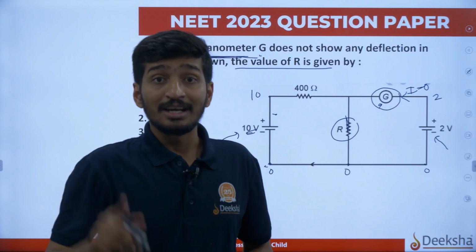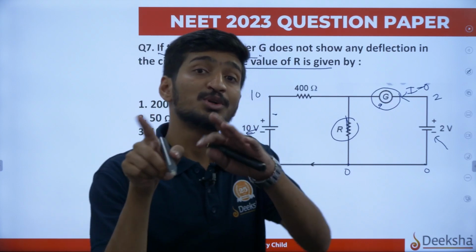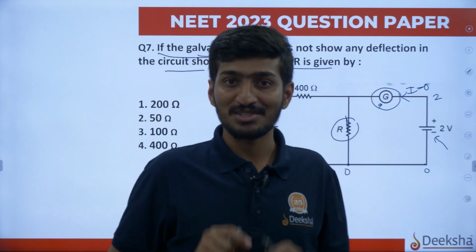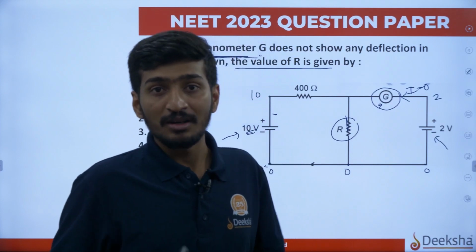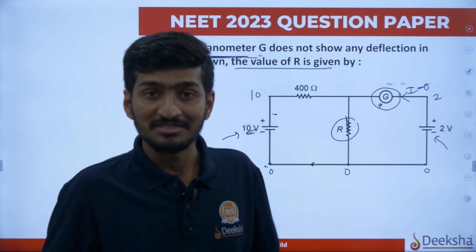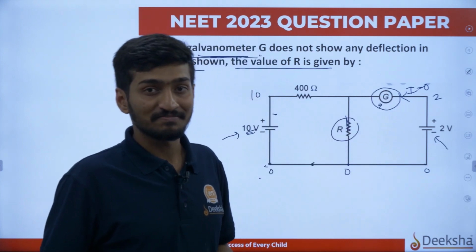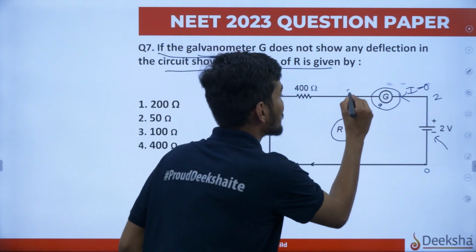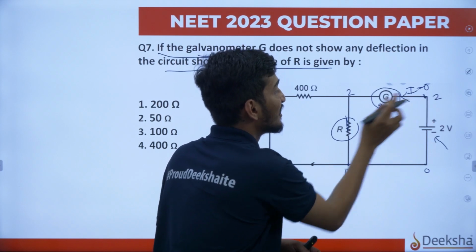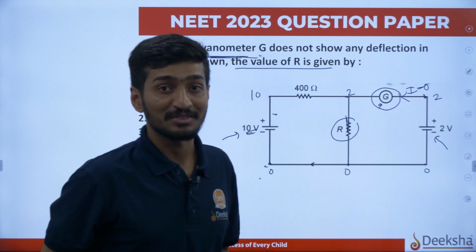Now, resistance's job is to drop potential. Alright, resistance's job is to drop potential. But when does it drop potential? When current goes through it. Is there any current going through this galvanometer? Nope. So that means potential here and here should be same.